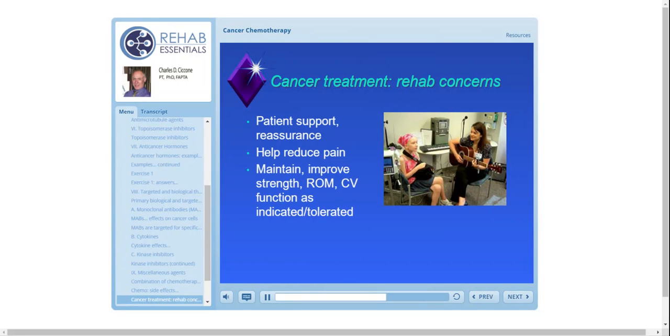But we can, again, try to maintain improved strength, range of motion, cardiovascular function when it is tolerated and indicated, when the patient is safe to begin resuming exercise and physical rehabilitation. So once again, reassuring your patient, letting them know we're going to do this. We're going to work hard when you do feel better. I think that's a huge, huge benefit to the patient, and an important role we play in helping the patient deal with this pretty profound illness known as cancer.